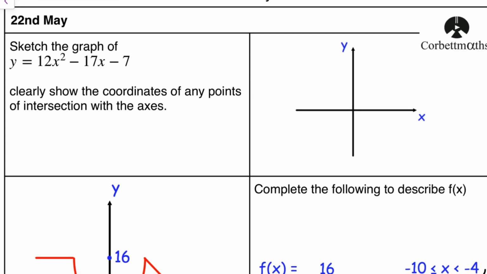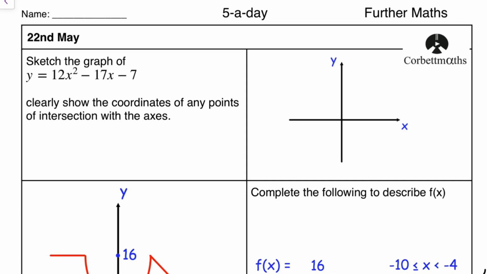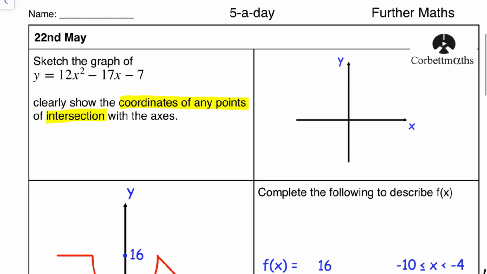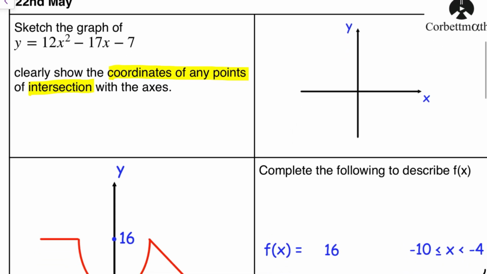Let's just go straight to the first question. First question is sketch the graph of, and then it actually tells me here importantly what it wants. So it wants the coordinates of any points of intersection, and that's it. Sometimes it might say the line of symmetry or the vertex or similar. So this time it just wants the coordinates.